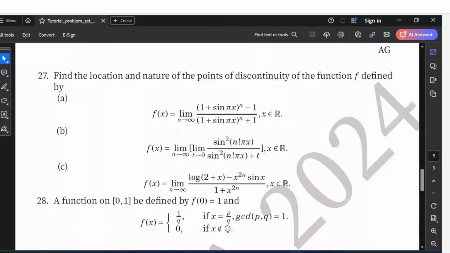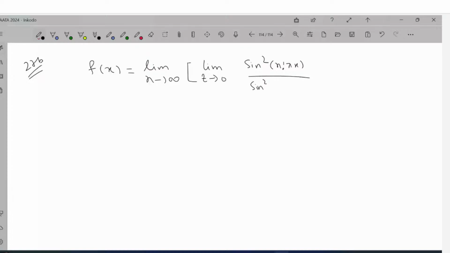f(x) equals limit n tends to infinity, limit t tends to 0, sine square of n factorial pi x by sine square of n factorial pi x plus t. Is this the question?